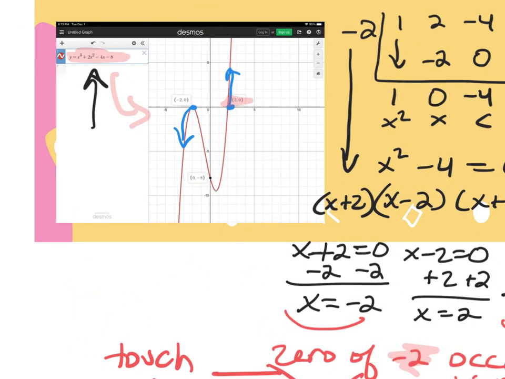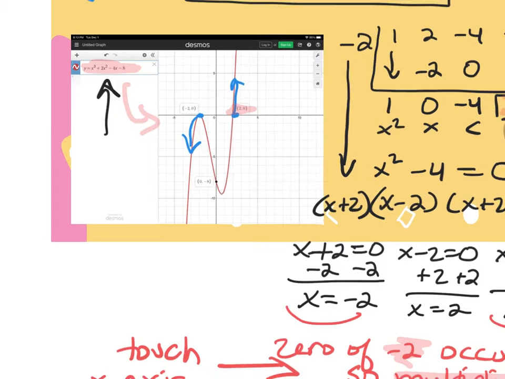So why? So what? Say that again. No, I'm just asking. Is that why it crosses at the 2 because the 2 is odd? Correct. And then at the -2, you see how the -2 occurred twice, so that's why it's the touch and turn. Right. Okay. So let's go ahead and graph this by hand without looking at Desmos.